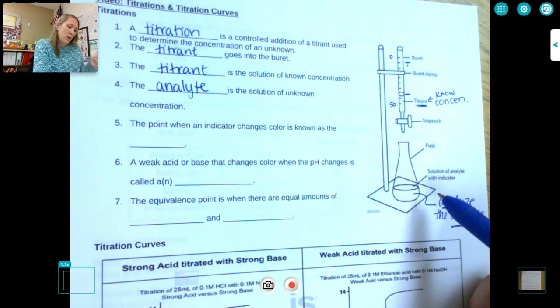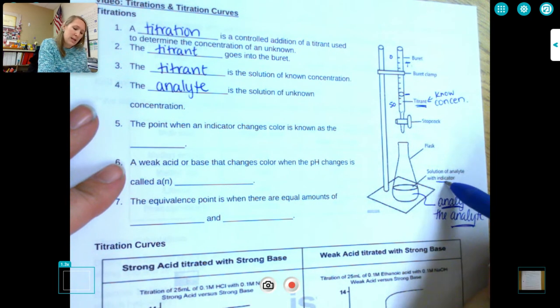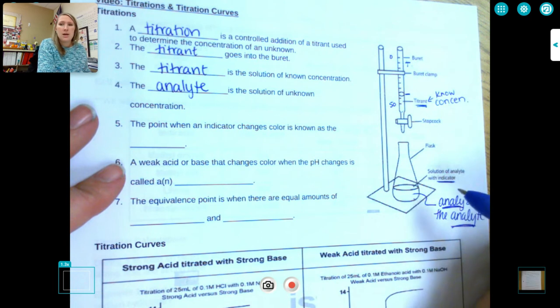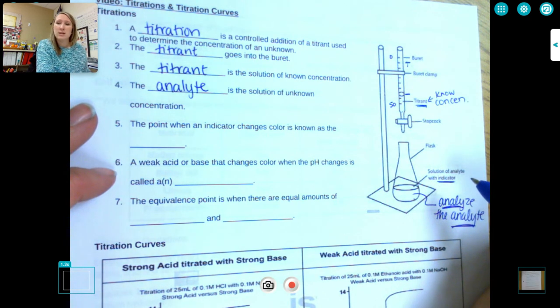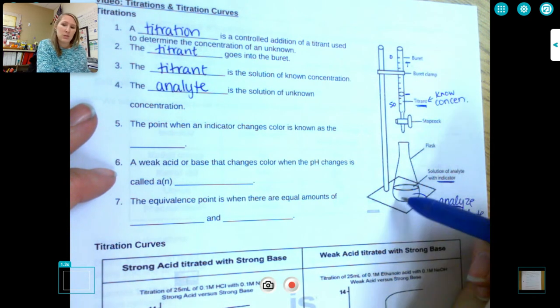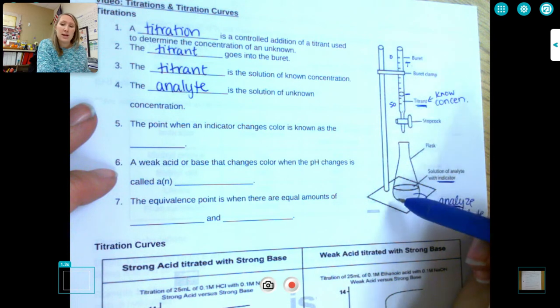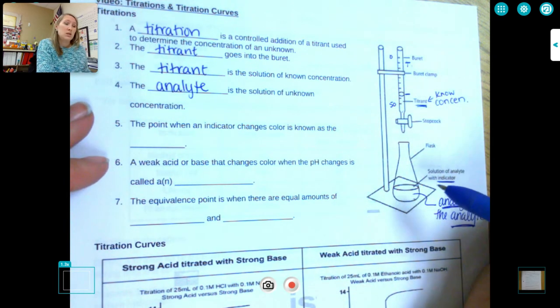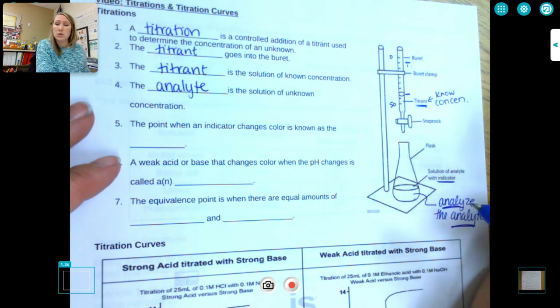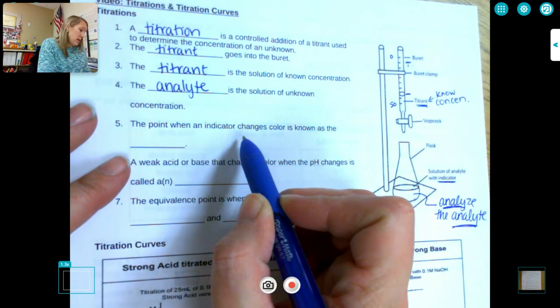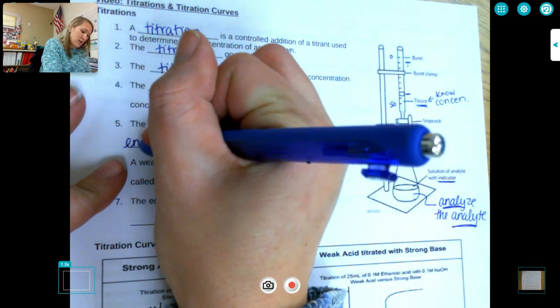In order to know that we have made it to neutralization, the point where our hydrogen ions equal our hydroxide ions, we put something called an indicator into our analyte. In the past, we've used phenolphthalein because that turns pink in a basic solution. We start with an acid of vinegar, and then we put phenolphthalein in and it stays clear. As we add in our base, our sodium hydroxide, it turns pink. Once it turns a really light pink, we know that we've reached this neutralization point where our hydrogen ions equal our hydroxide ions. The point where an indicator changes colors is known as the end point.